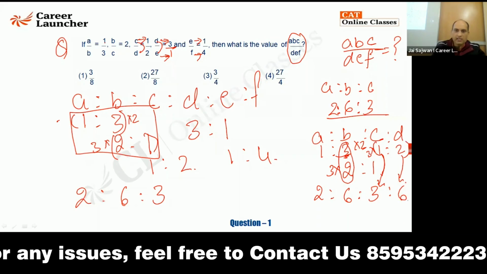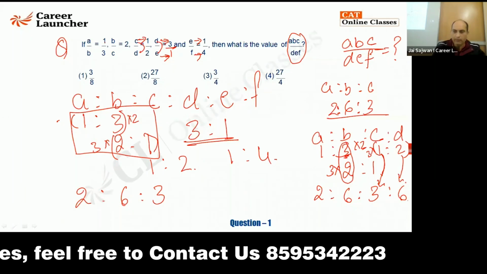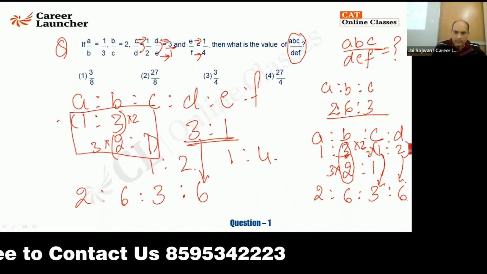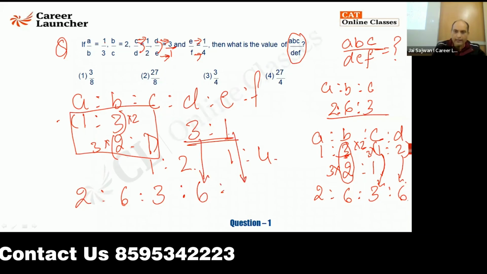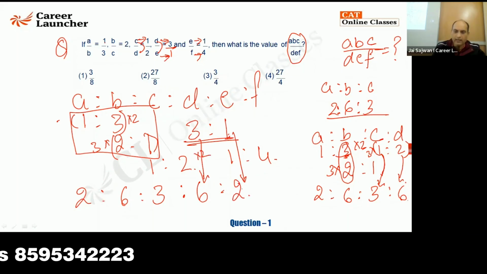Now what is D is to E? D is to E is 3 is to 1. That means 3 is written as 6. If 3 is doubled, my dear, 1 will also double. Can I write it as 2? Once you get D is equal to 6, but D is to E is 3 is to 1, so if 3 is written as 6, 1 must be written as 2.